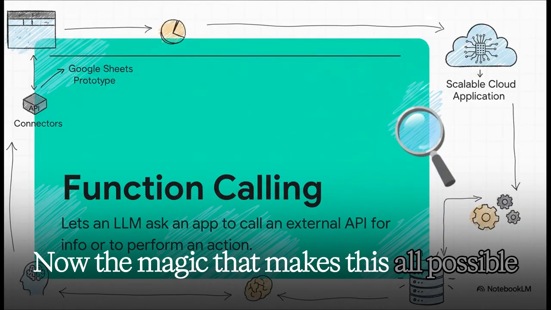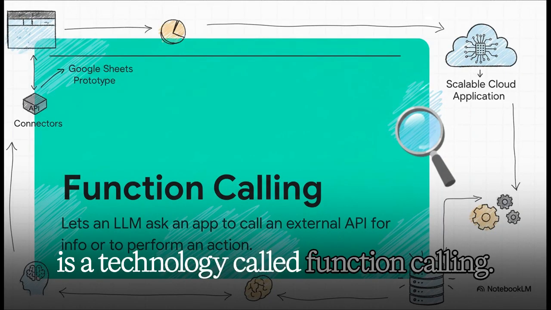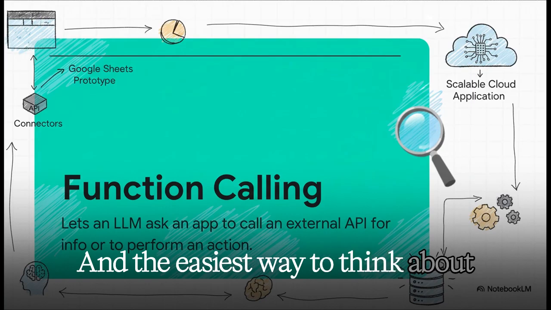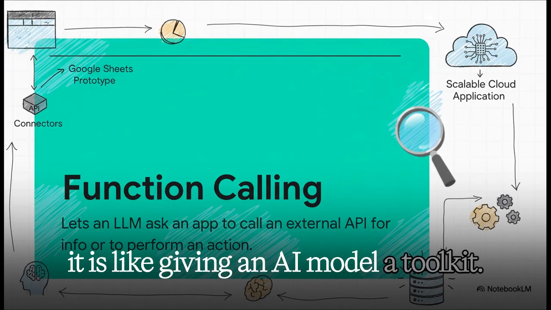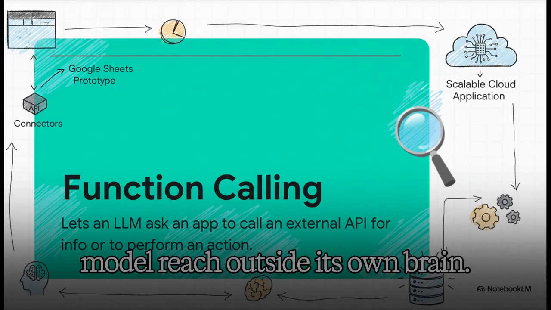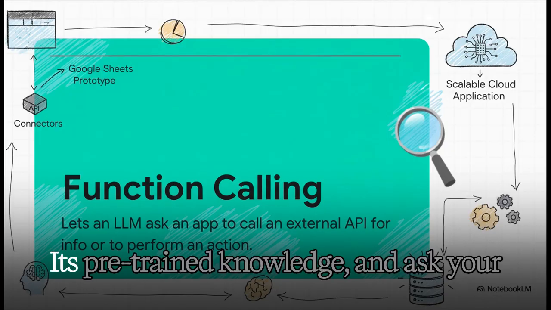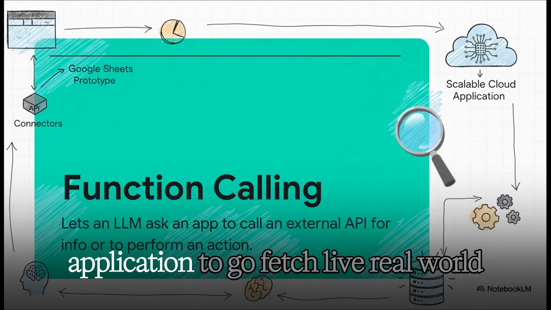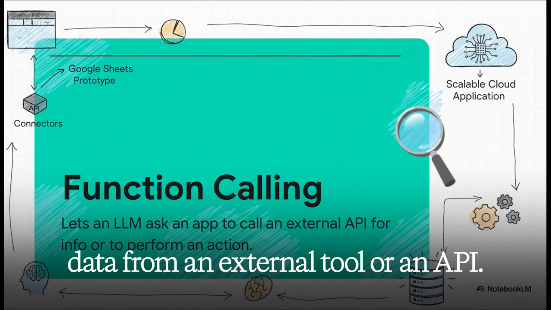Now, the magic that makes this all possible is a technology called function calling. And the easiest way to think about it is like giving an AI model a toolkit. It's the mechanism that lets the model reach outside its own brain, its pre-trained knowledge, and ask your application to go fetch live, real-world data from an external tool or an API.